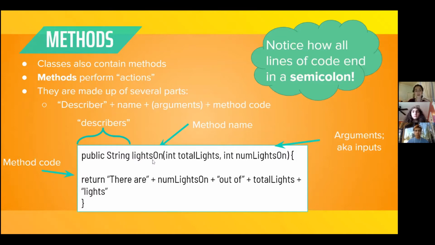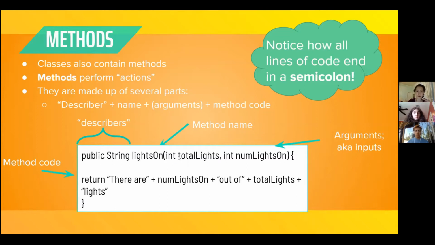So if you want to invoke this method or call on it, you're going to put the name of the class, right? So I'll say home dot lights on, and then in parentheses I'll put what these are, and that'll call on the method basically. So here we have the arguments inside the parentheses, right? So notice how I'm defining the arguments as integers, right? So it's important that you define what your arguments are.